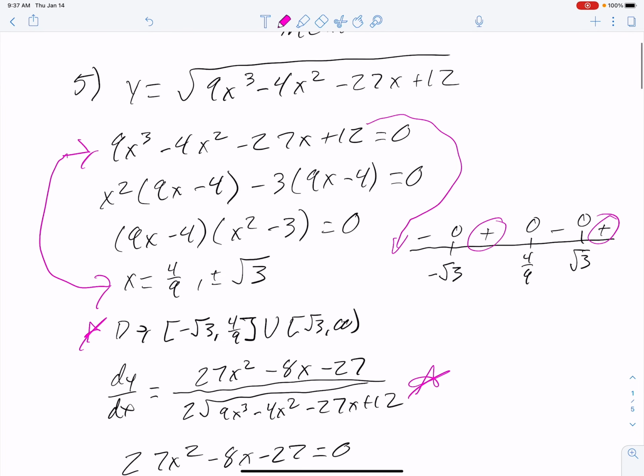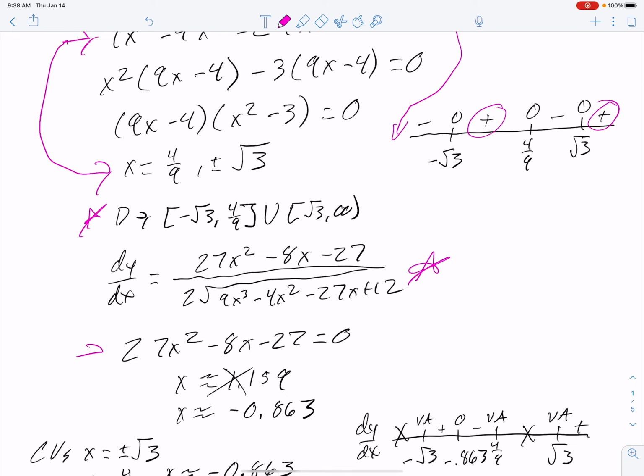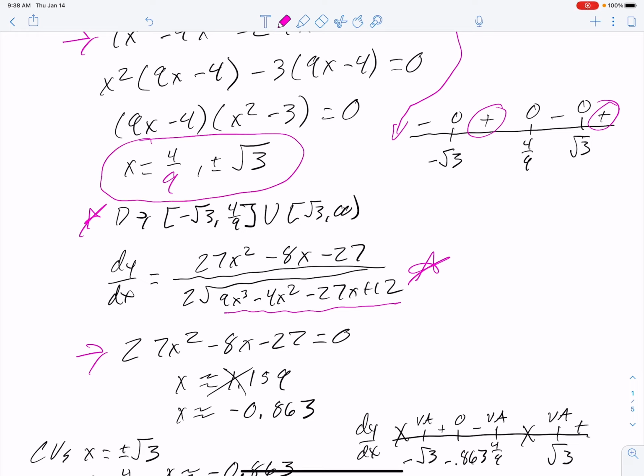I take my derivative, set my numerator equal to 0. Since I've already done the work to find where my denominator equals 0 up top, I already know that these values become vertical asymptotes in the derivative. I find the two zeros from my derivative, but one of them does not fit in my domain.